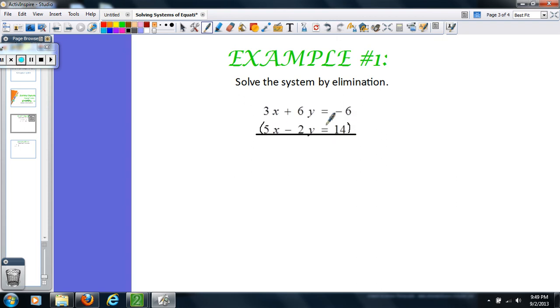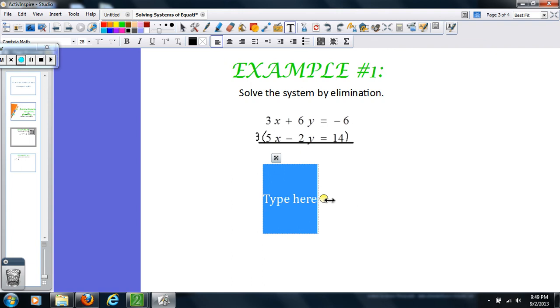So I'm going to multiply this entire equation by 3. I want this number to be the opposite of this one, so that when I add these two equations together, the y's cancel out. Let's rewrite our equation now. Actually, let me try something here. It might make my life a little easier for this particular problem. So we'd get 3x plus 6y equals negative 6.